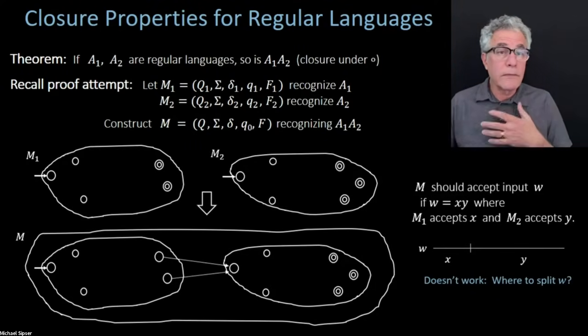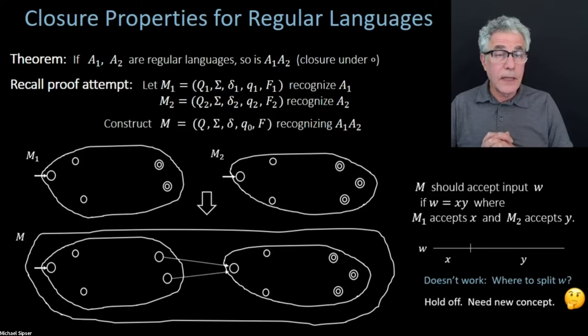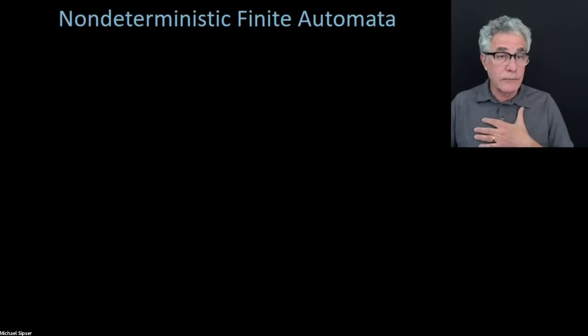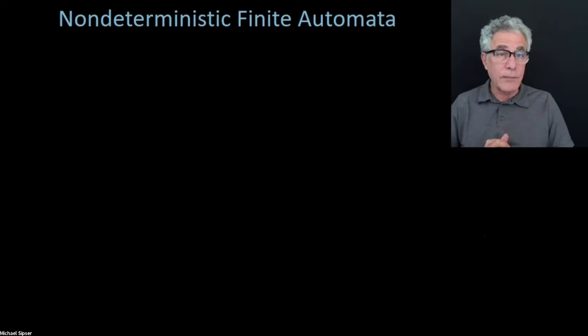So what do we do? What we're going to do is introduce a new concept that will allow us to basically get the effect of M1 being able to see the future. And that new concept is going to be very important for us throughout the term. It's called nondeterminism. We're going to introduce a new kind of finite automaton called a nondeterministic finite automaton. First we'll look at that, and then we'll see how that fits in with the previous deterministic finite automaton that we introduced last time.